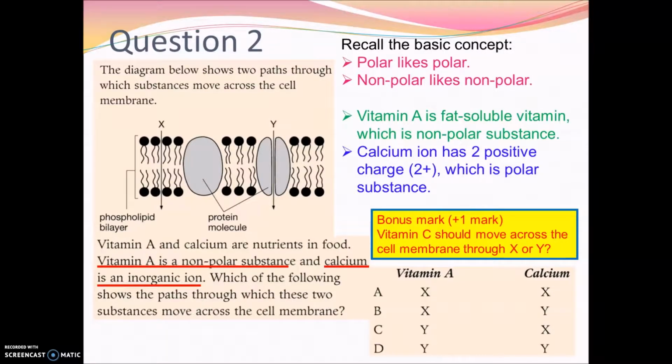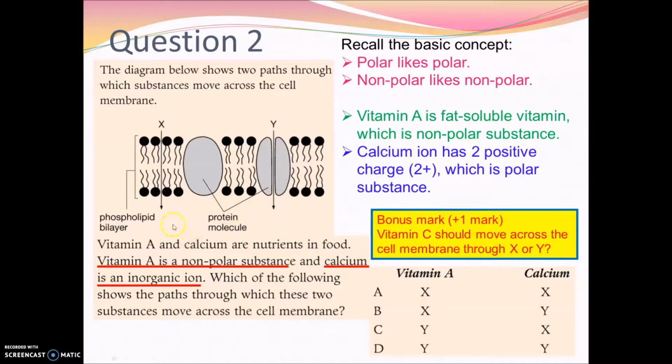Firstly, we are going to talk about question 2. Question 2 is about the cell membrane. There are 2 pathways showing how a substance can move across the cell membrane. For X, the substance can pass through the phospholipid bilayer directly. And for Y, it can be transported by the protein molecules, for example, the channel protein or the carrier protein that we mentioned in the lessons.